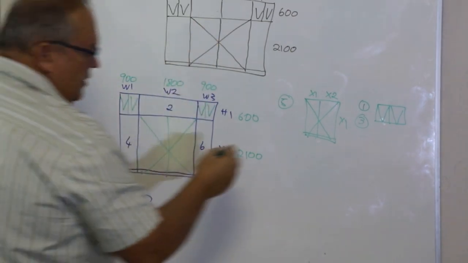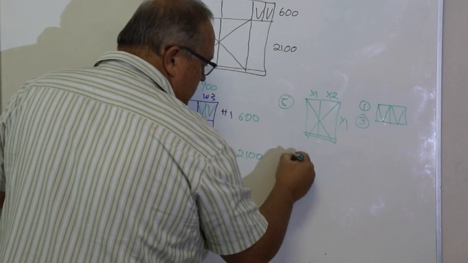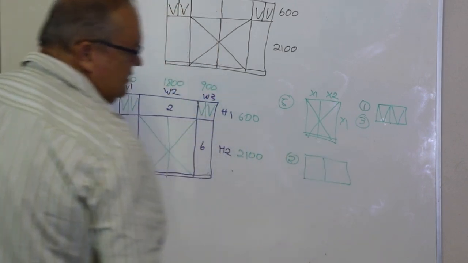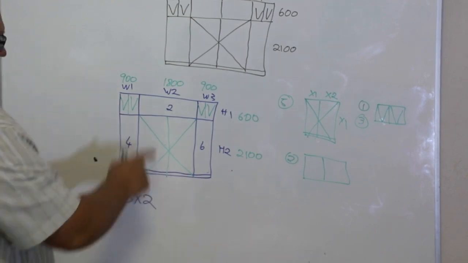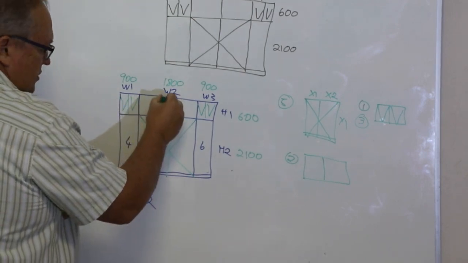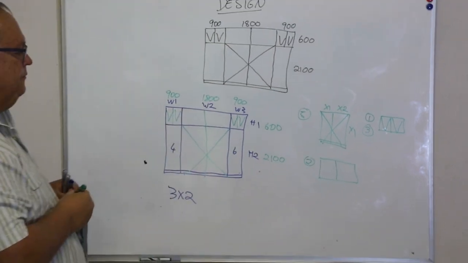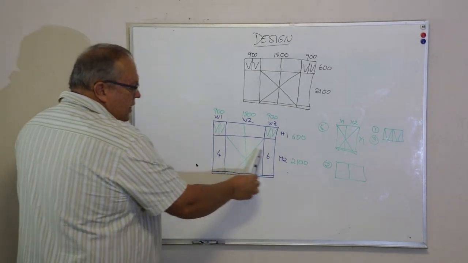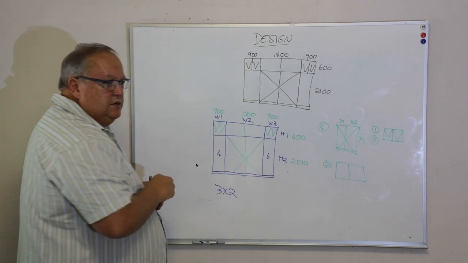a mullion. So you choose opening number 2, and into that you insert just a single mullion. And what that will do for you is insert a mullion in that position. And that's all I have to do. I don't need to do anything with these panels 4 and 6.